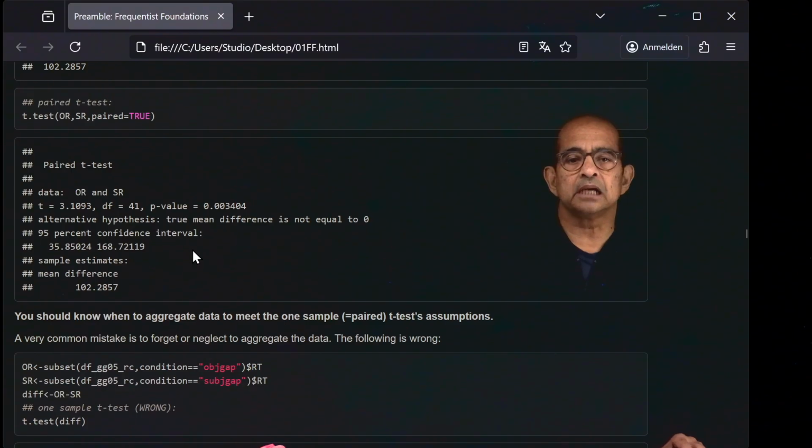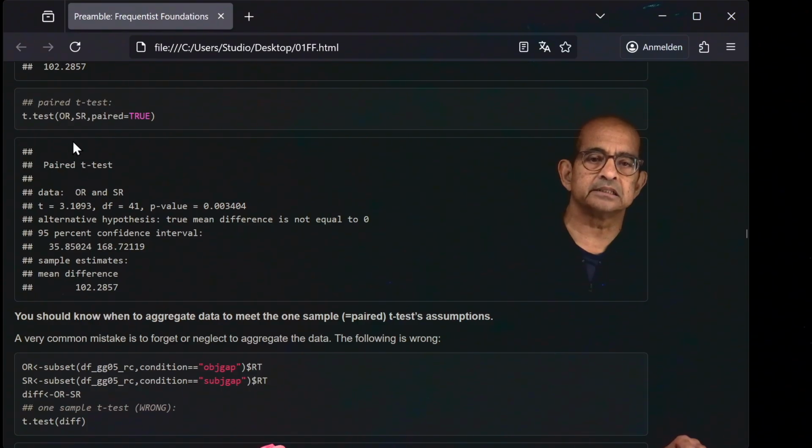And as you'll see, the output is exactly the same as we had in the one sample t-test, where I was using a difference score instead of having OR and SR here. Now, as I mentioned earlier, if I reverse the order of SR and OR, so if I had SR first and OR second, then the t-value would be the opposite sign to what it is here, and the sample mean would be the opposite sign.